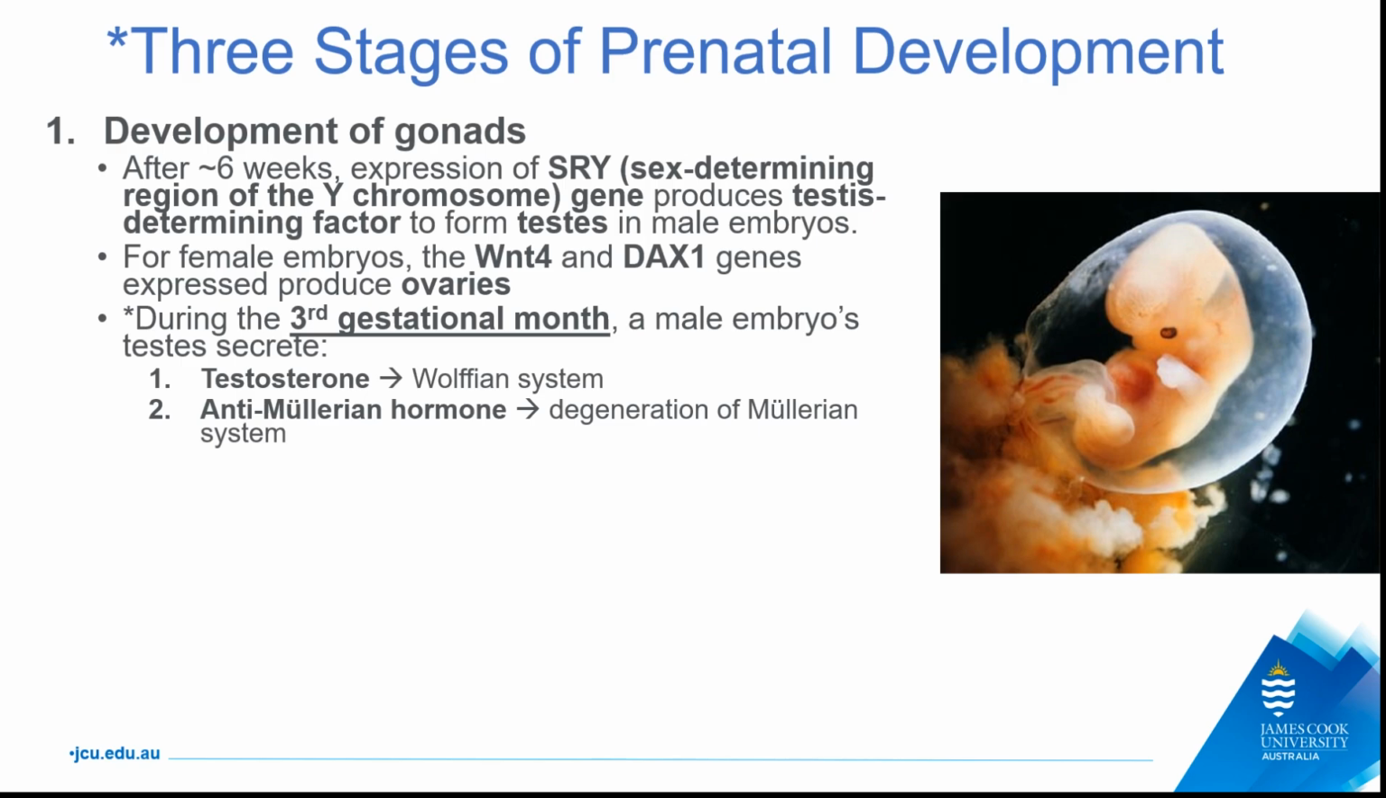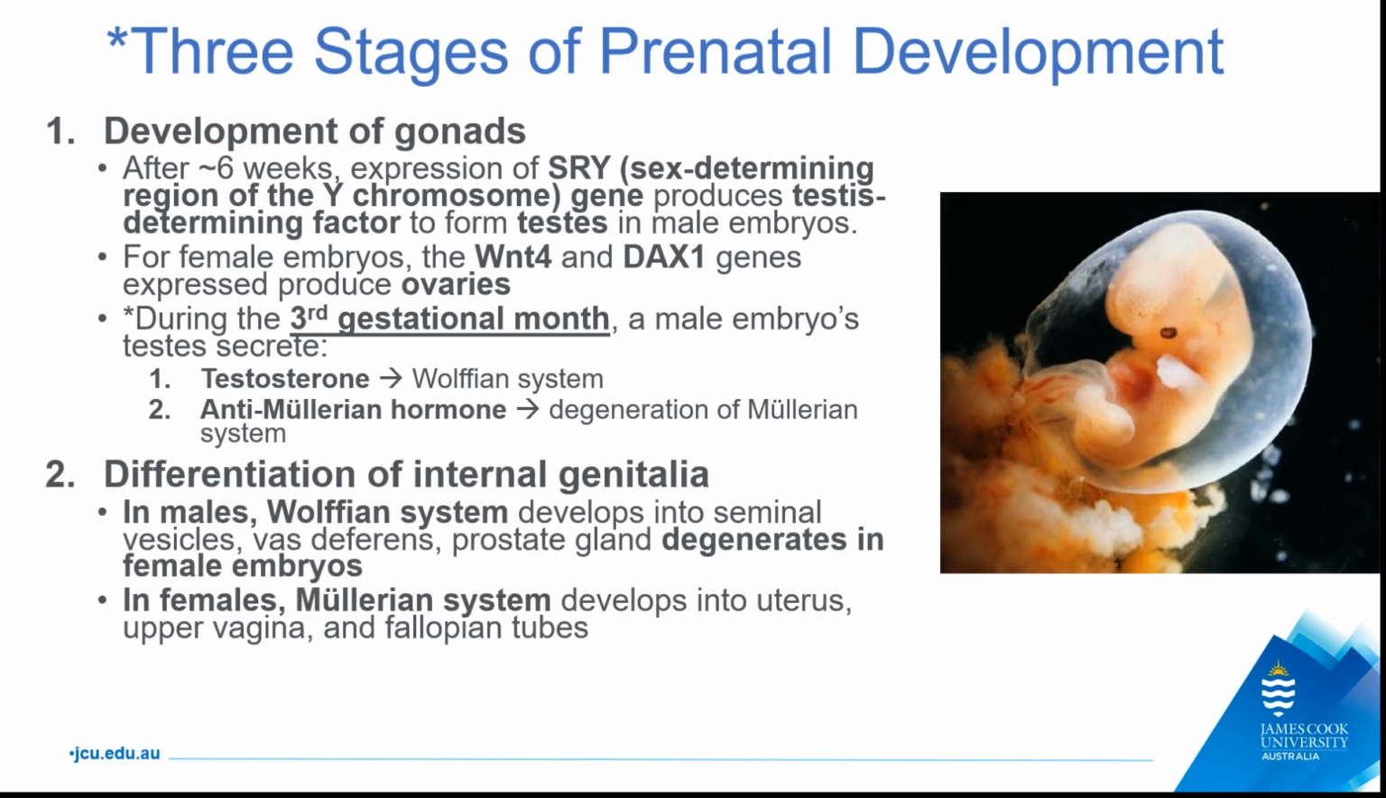So I just want to start with, after 6 weeks of gestation, this is what happens. We have this SRY gene that produces testis determining factor, which is a protein, and then the protein will form testes. For female embryos, we have 2 different genes, WNT4 and DAX1 genes. They produce ovaries.